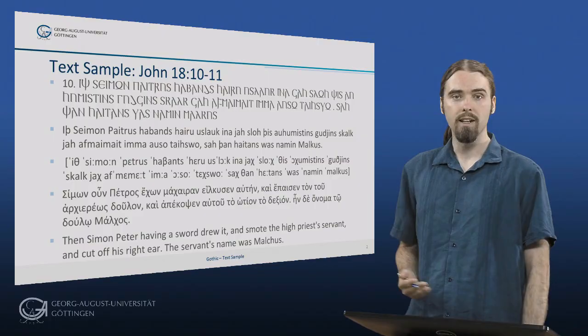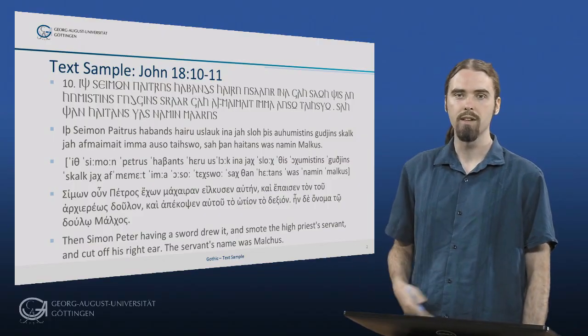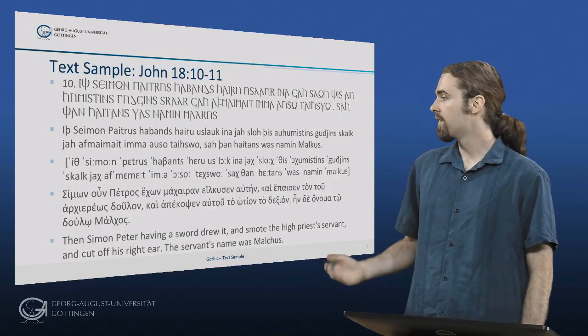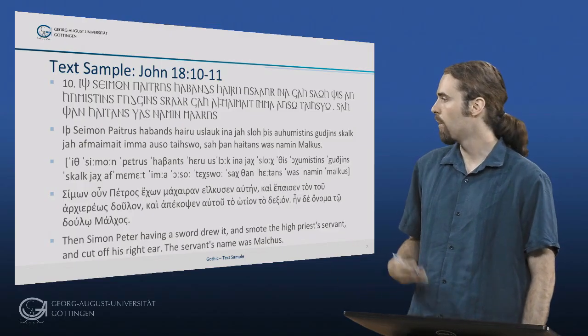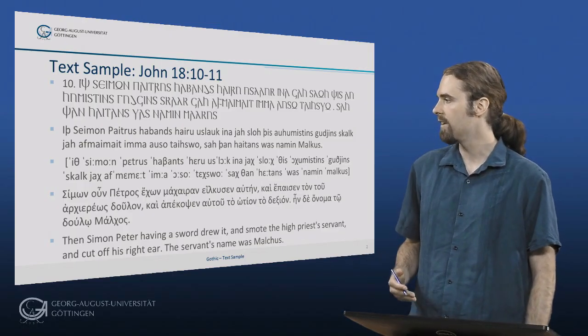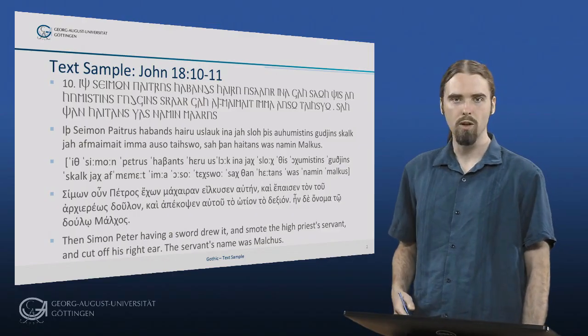We've also provided an English translation from the King James Version to give the general sense of the passage. Then Simon Peter, having a sword, drew it, and smote the high priest's servant, and cut off his right ear. The servant's name was Malchus.